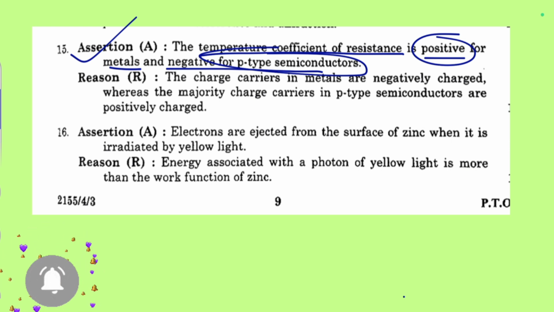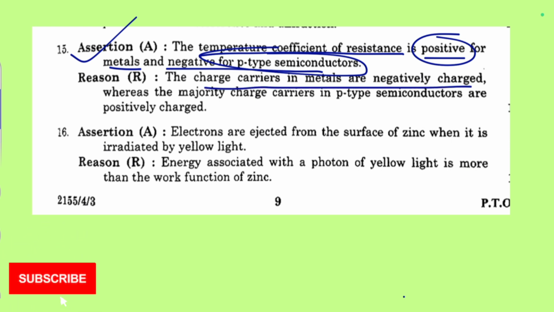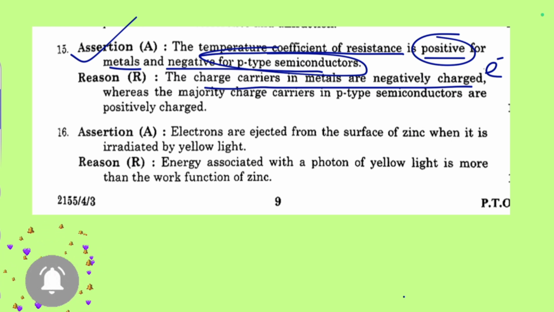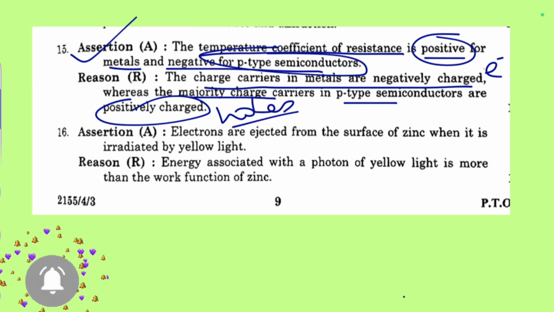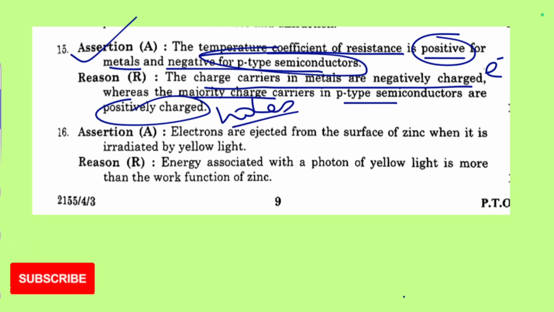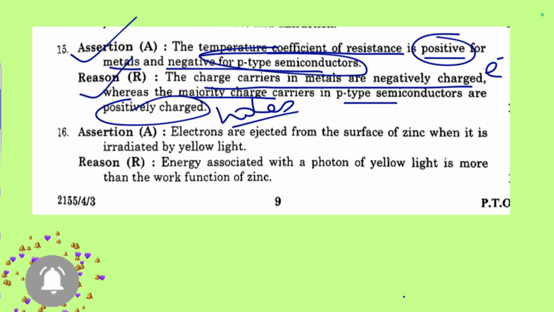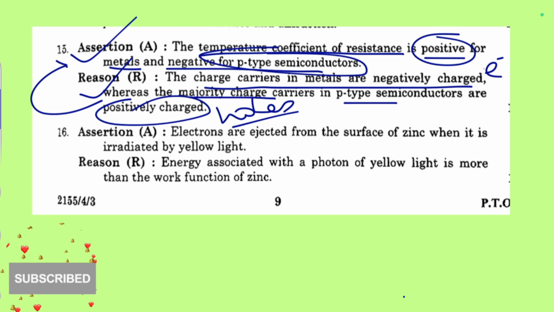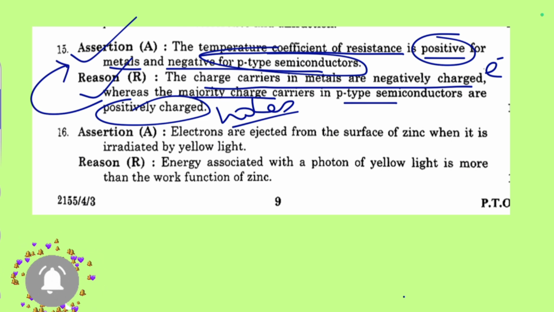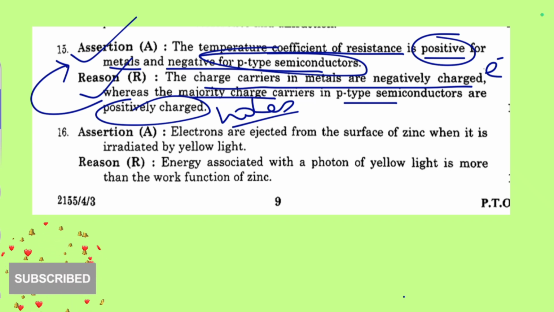Now what about the reason? The charge carriers in the metal are negatively charged particles, those are the electrons, we know that, whereas majority charge carriers in the PN semiconductors are positively charged particles, also called holes. So yes, the reason is correct, but this reason is not for this assertion. The statement given in the reason is correct, but it is not a correct reason for the above assertion.